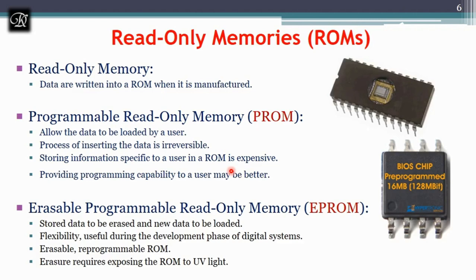The important advantage of the EPROM chip is that its content can be erased and reprogrammed. This is the major advantage of EPROM. This erasing and adding of the data can be done with the help of ultraviolet light.